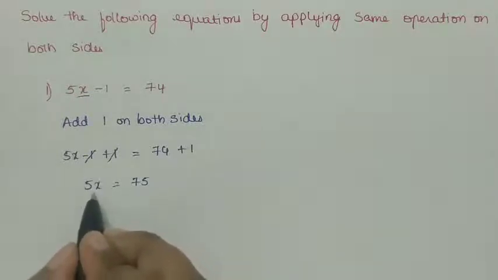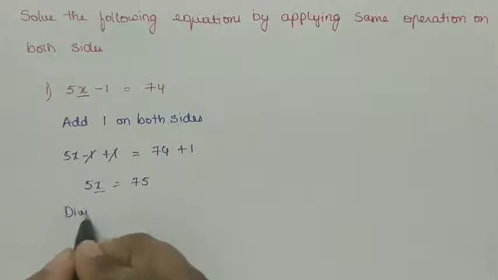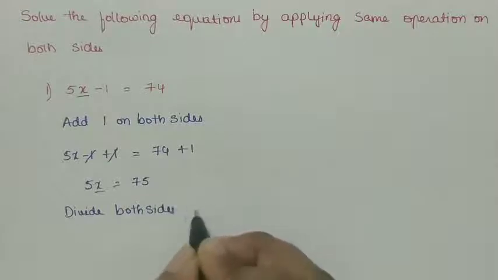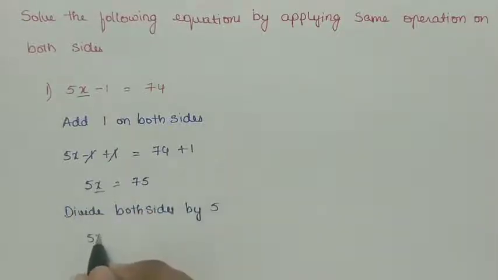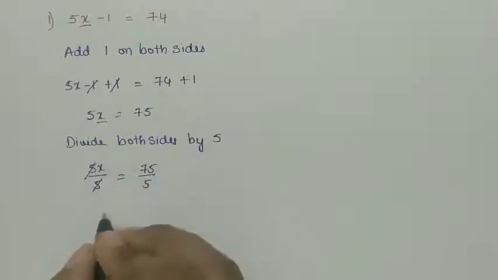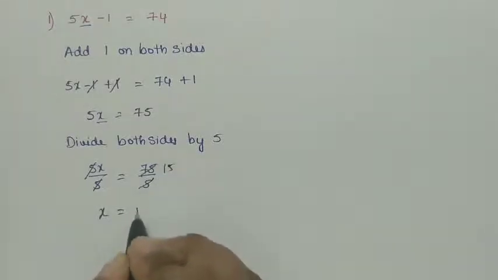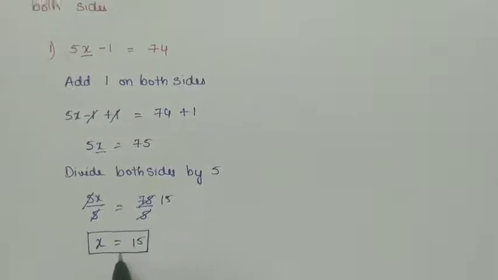We need to get the value of x. Therefore, divide both sides by 5. 5x divided by 5 equal to 75 divided by 5. 5 cancel, therefore x equal to 15. x equal to 15 is the solution of the given equation.